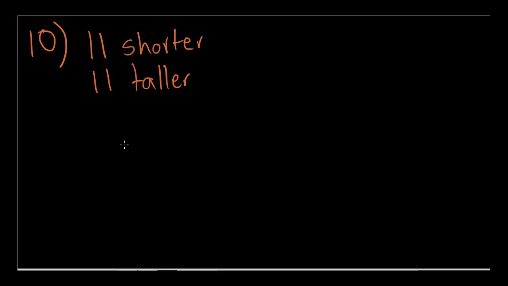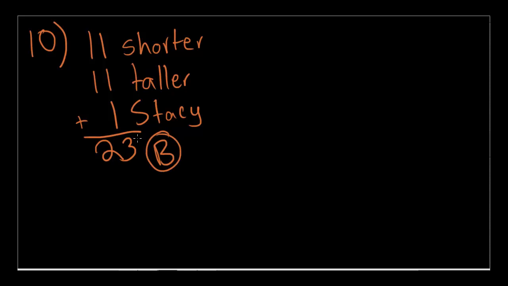Let's notice the differences. Stacy noted that she is both the 12th tallest. Now, 12th tallest means there are 11 students shorter than her. And then she's the 12th shortest student, so there are 11 students taller than her. And then, of course, there's Stacy herself. And so there are 23 students in the class, which is choice B. Just remember to count Stacy at the end as well.